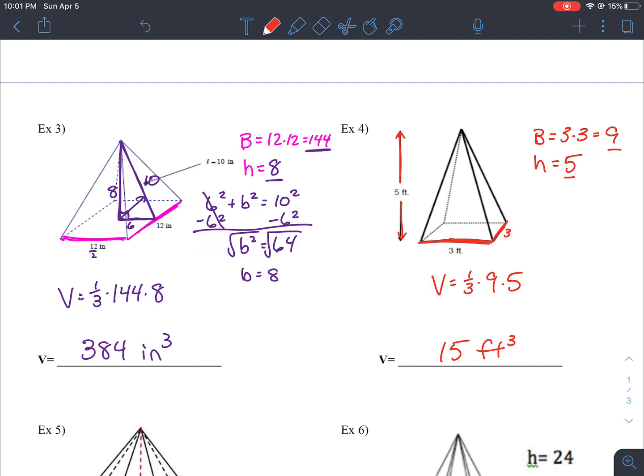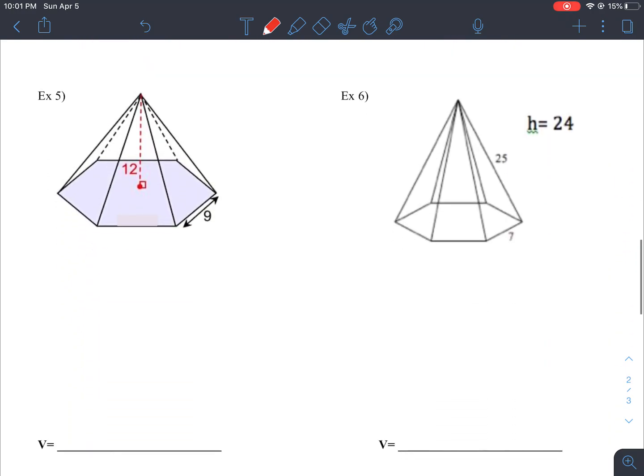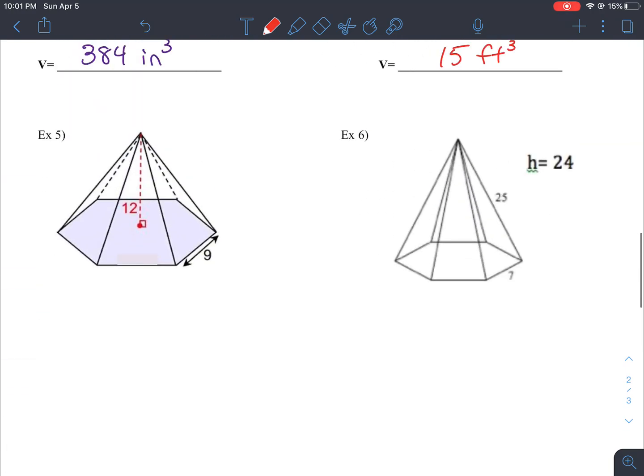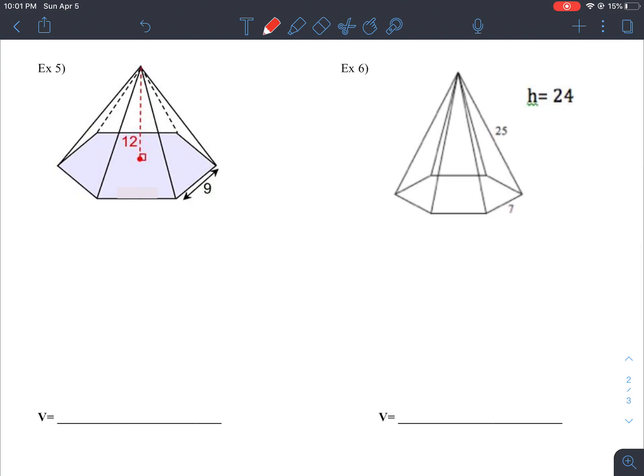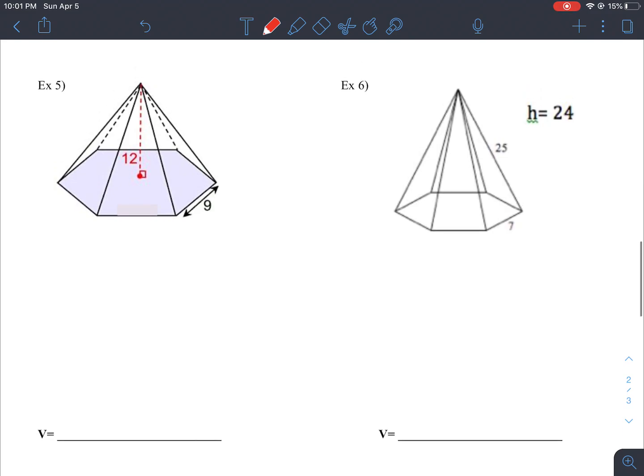Okay. So that's our volumes of square pyramids or normal pyramids that we're accustomed to seeing. But remember, pyramids could have any shape base. So I want to just look at 2 more examples in which the base is not a square. The formula doesn't change. The formula is still 1/3 times capital B times H. But the process that we use in order to find capital B is going to be a little bit different.